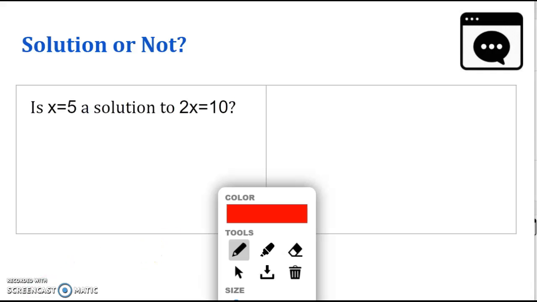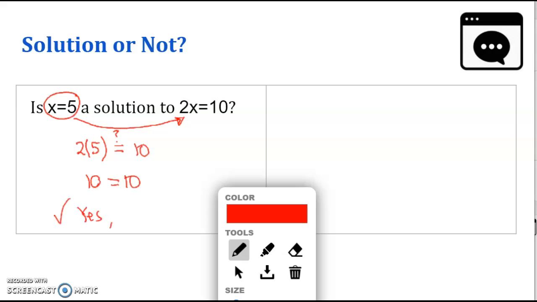To answer that question, you simply need to plug in whatever the value, the x is equal to 5, into the equation and test to see if the equation holds true or does it work. So we have 2x is equal to 10. 2 times x, instead of x, I'm going to use the value 5 because that's what we're testing for. Is that equal to 10? That's the question. Well, 2 times 5 is 10, and of course 10 is always equal to 10. So yes, solution.